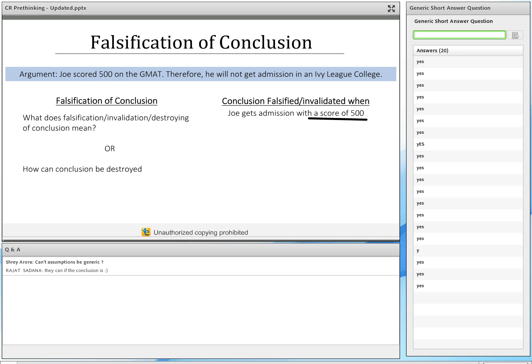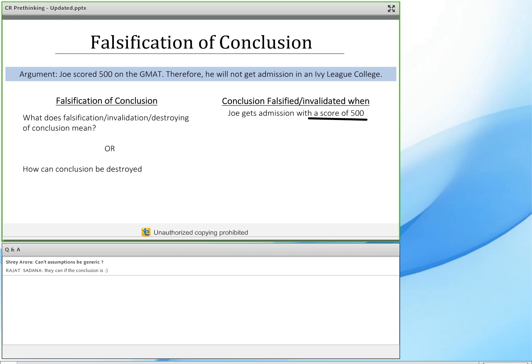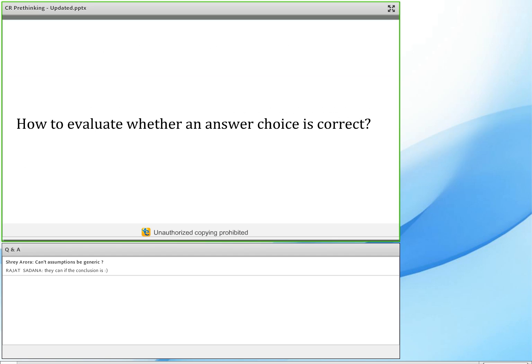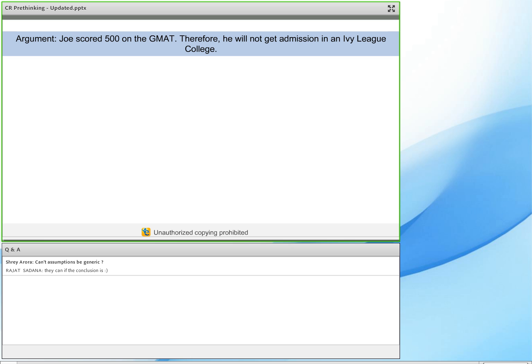We're going very step by step, and if you understand these steps, you're going to see us applying them on the most complex arguments that we'll solve today. Okay, so how do we evaluate, given an answer choice, whether that answer choice is correct or not? Now we already know the correct answer choice, but let's go through the test so we can really see how the system behaves when you apply this test to the correct answer choice. Again, same argument. We said this is our assumption. You guys came up with an assumption. It says a score of 500 for someone like Joe is unacceptable to Ivy League colleges.